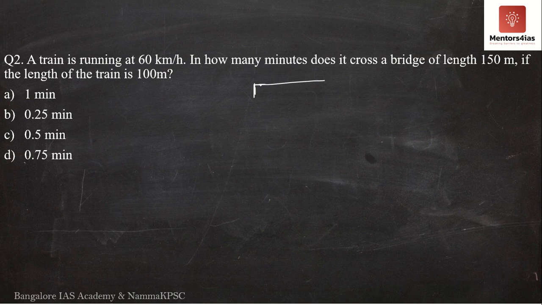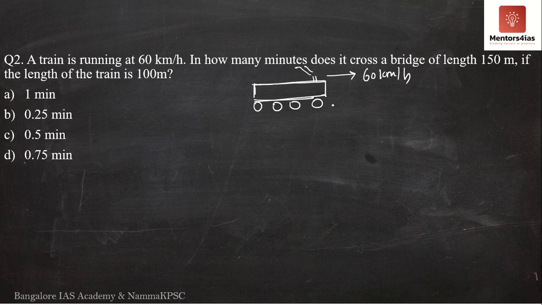We have a train over here. Okay, we have a train. Now the train is running in this direction at a speed of 60 kilometers per hour. Now the question is saying the train which is running at 60 kilometers per hour is now going to run over a bridge of length 150 meters.